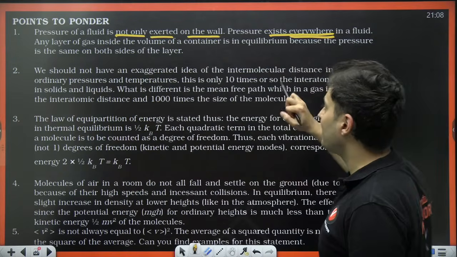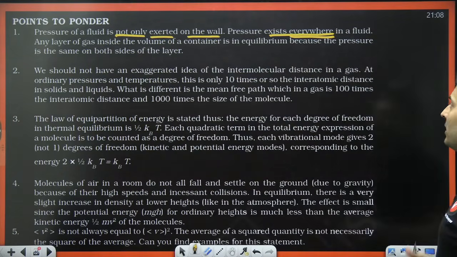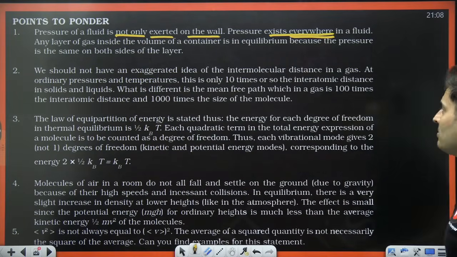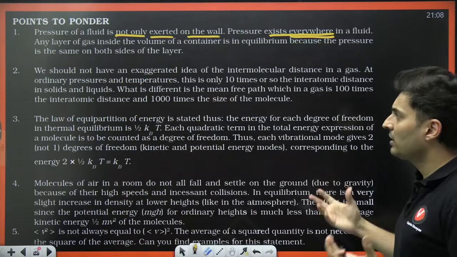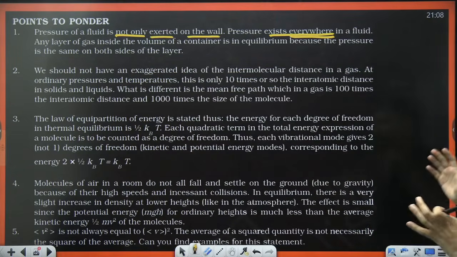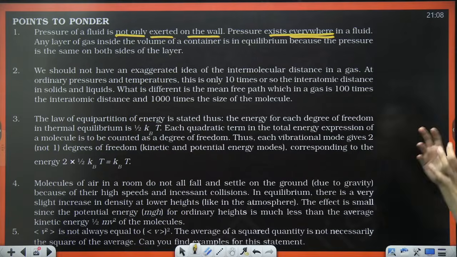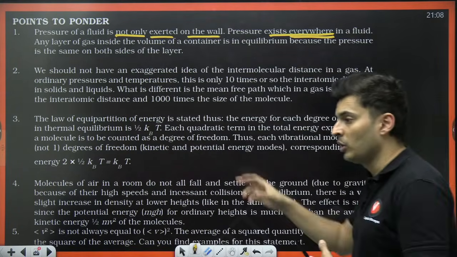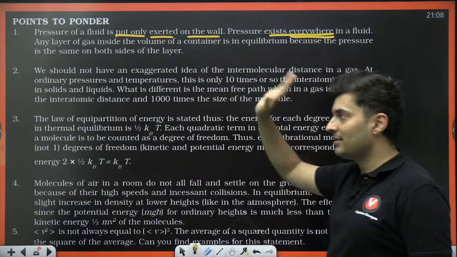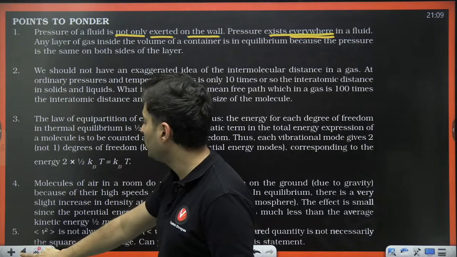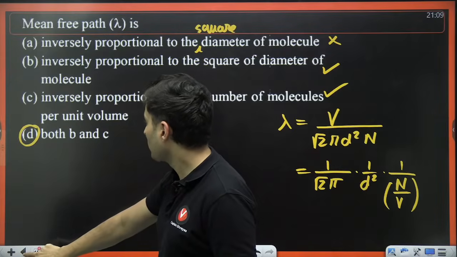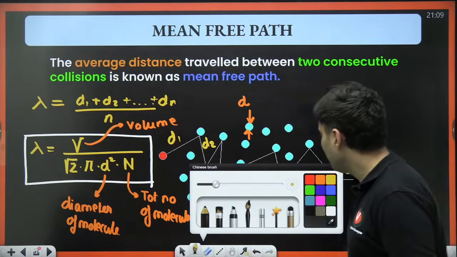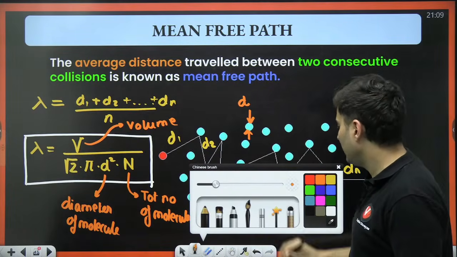We should not have an exaggerated idea of the molecular distance. At normal temperatures and pressures, it's only 10 times the distance between the molecules in solids or liquids. What is different is the mean free path, which is 100 times the atomic distance and 1000 times the size of the molecule. A lot of people do not understand this statement. Let me explain this to you via this diagram. Do you see this diameter?